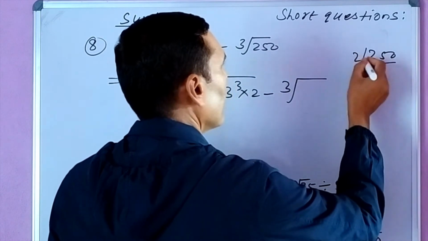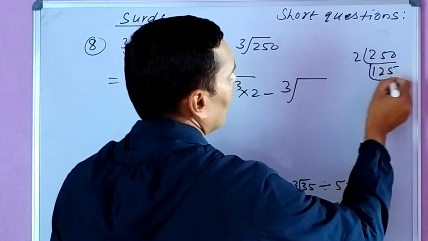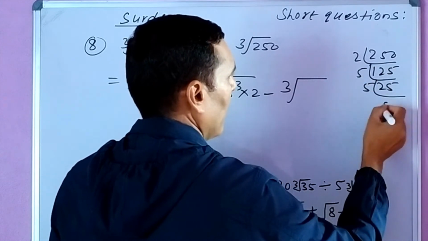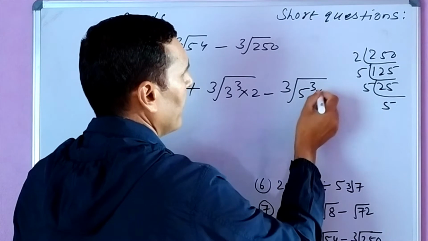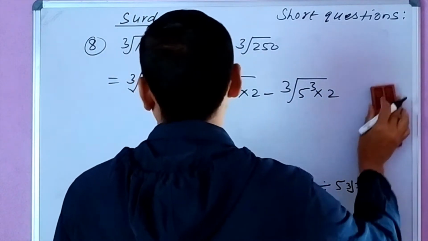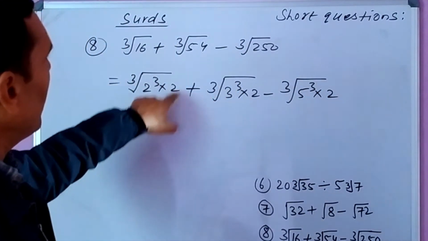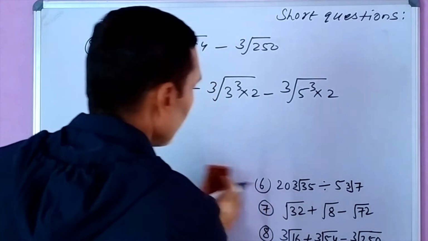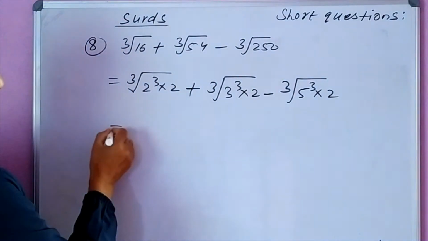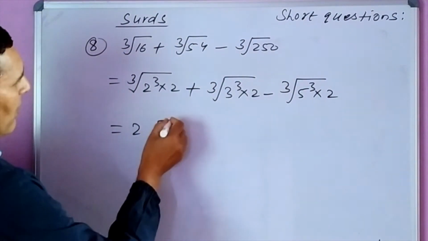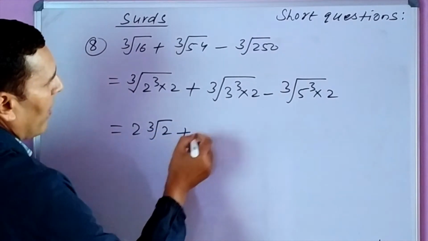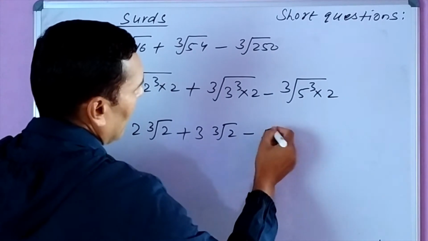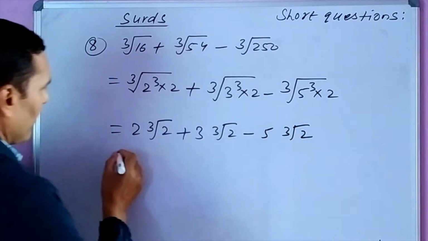250 divided by 2, 125. Divided by 5, 25, 5, 5. It is 5 cube into 2. So 16 is 2 cube into 2, 54 is 3 cube into 2, and 250 is 5 cube into 2. So 2 comes out, cube root of 2, here 3 comes out, cube root of 2, minus here 5 comes out, cube root of 2.